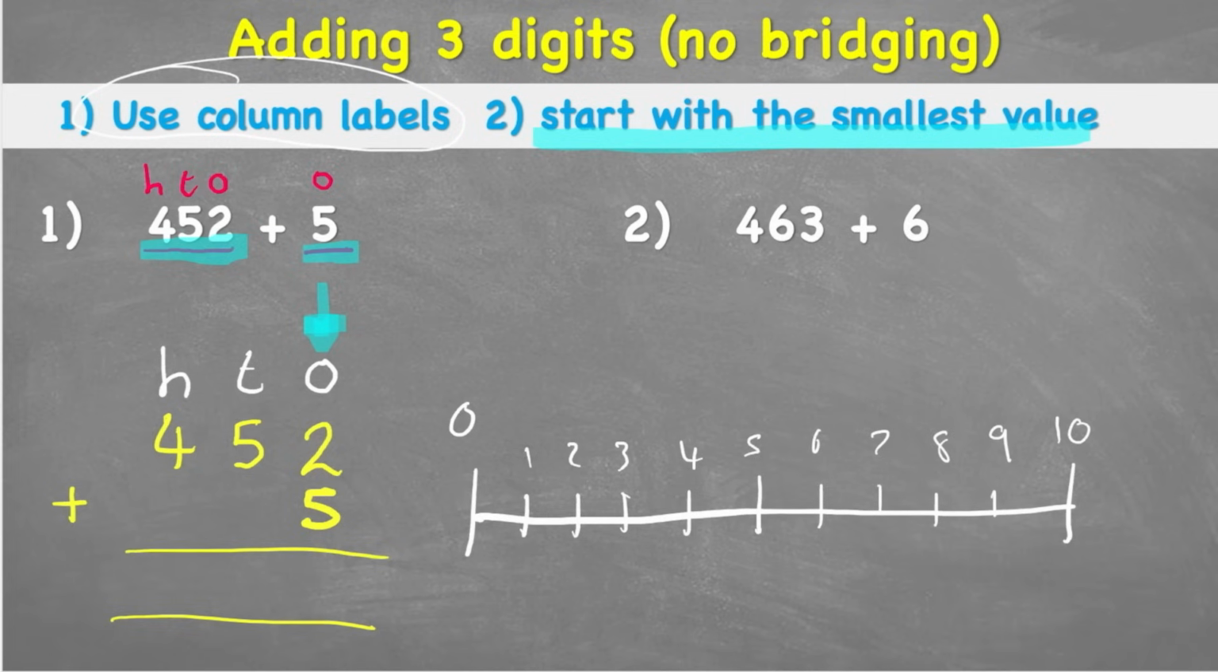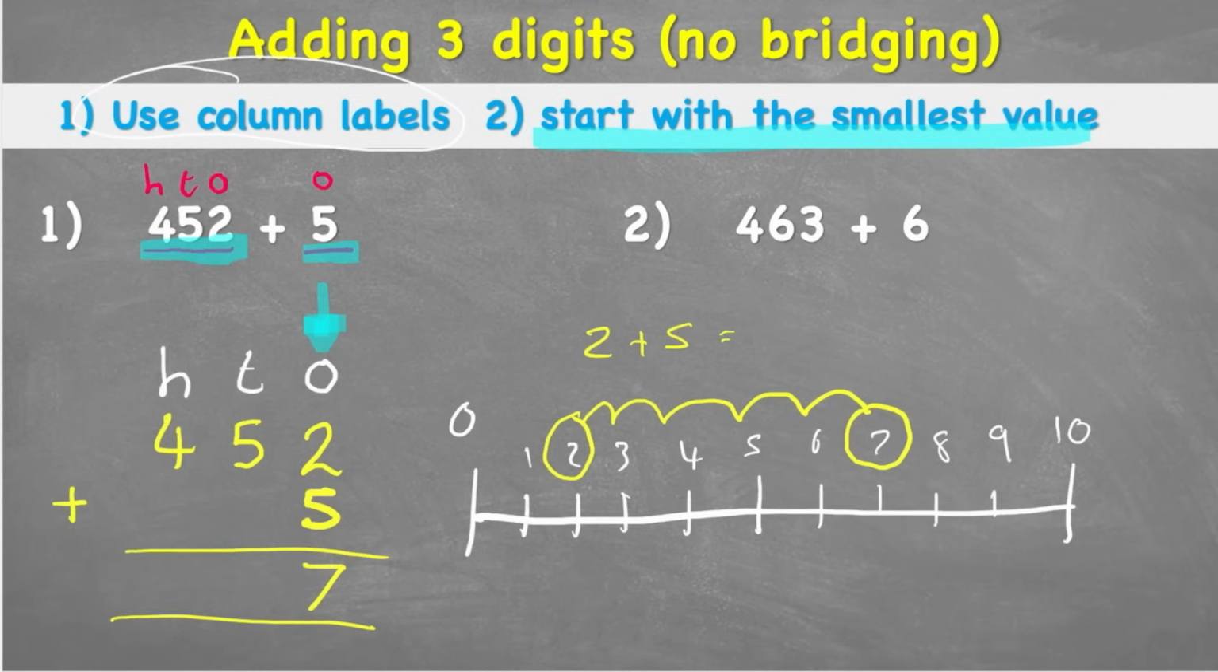Now when using my number line, I'm going to start with the top number, and my question was 2 add 5. So I'm going to start on 2 and I'm going to make 5 jumps. 1, 2, 3, 4, 5, leaving me on 7. So 2 plus 5 equals 7.